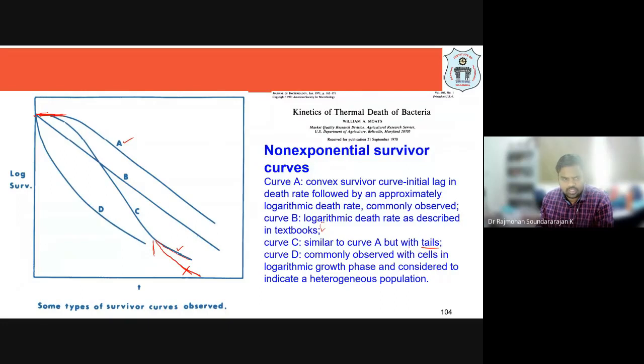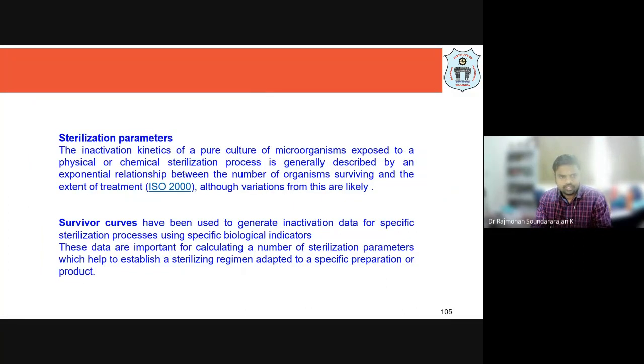And what about curve D? It is commonly observed with cells in logarithmic growth phase and is considered to indicate a heterogeneous population. That means different microorganisms are present. In that case, we are going to have this kind of curve D in the death phase. Okay, so that's what we have to follow. And two other parameters we will discuss. We will discuss in detail this thermal death kinetics.